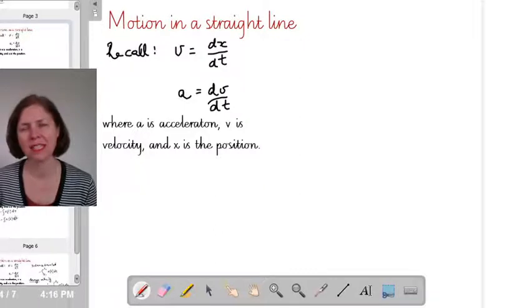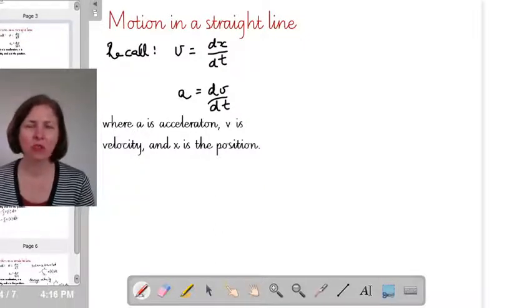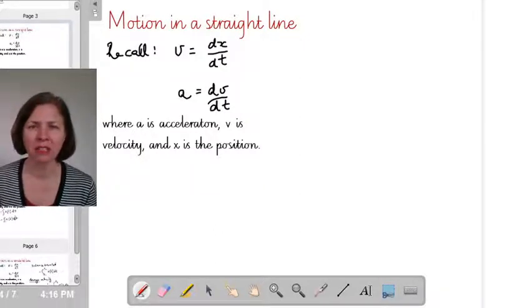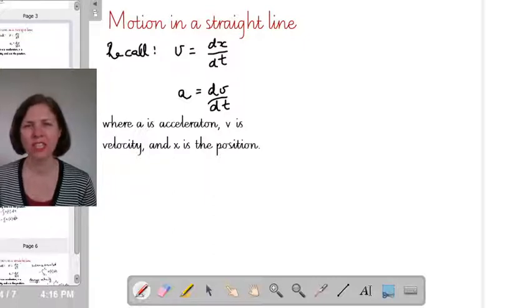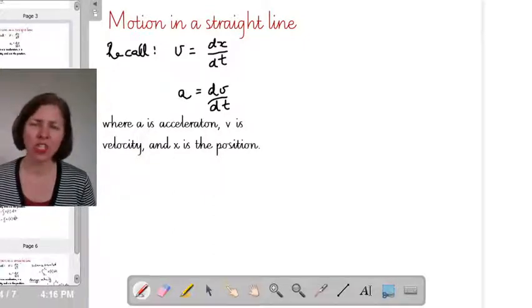in a straight line. Specifically that x, which is the position of a particle, is a function of t, which is time. Then velocity v we found was dx/dt, the derivative of the position function. And then acceleration is dv/dt, which is the derivative of the velocity function.